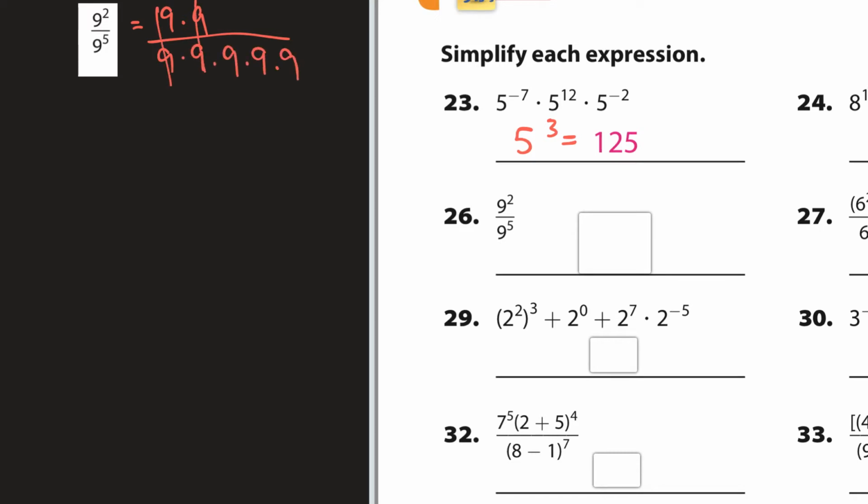And you can cancel these out. And there's nothing left in the numerator. Let's put a 1 there. And 9 times 9 times 9 is 729, I think. Because it's 81 times 9. And yeah, it is. Got it.